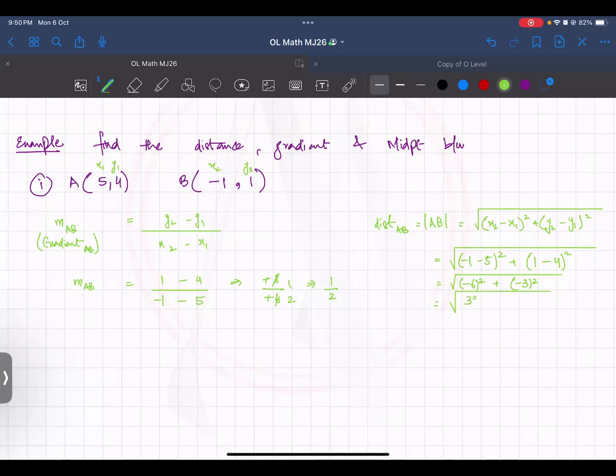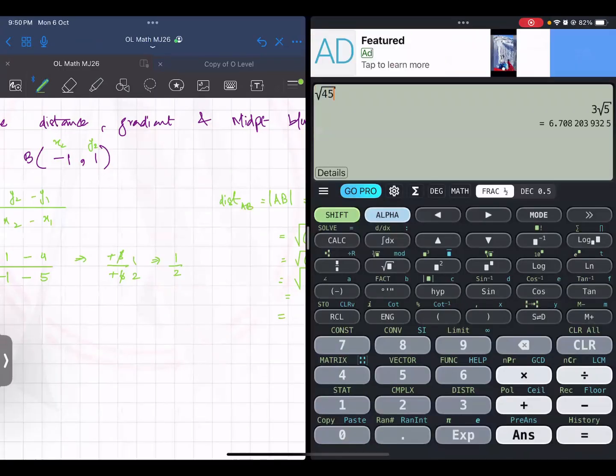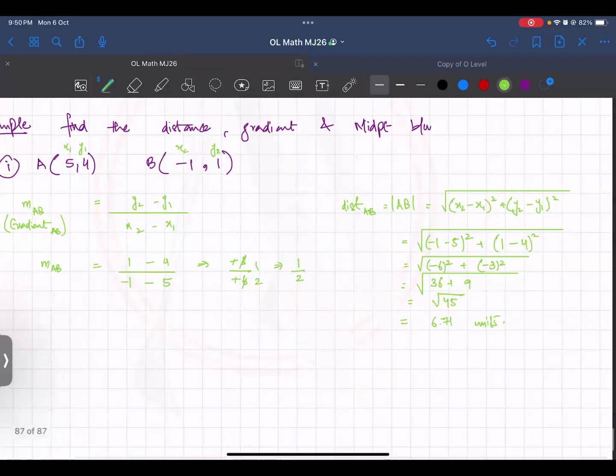You will get the same answer. So 36 plus 9, which will be 45, which will be under root 45, a little bit less than 7. 6.71 units. This is the distance between the 2 points.